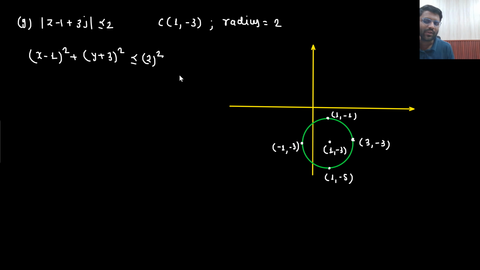Right? Now you need to know, sir, the less than or equals to sign is there. No? So in the case of a circle, if the less than or equals to sign is there, that means we are talking about this region. Or you can check as well. If you put this point 1 comma minus 3 here, what will you get? 0 less than or equals to 4. Yes, sir, that means this point will be included.